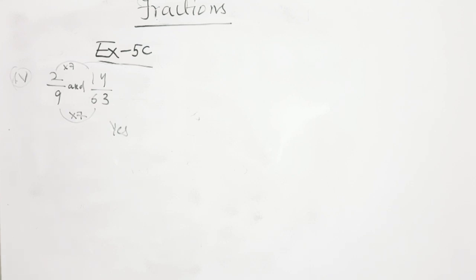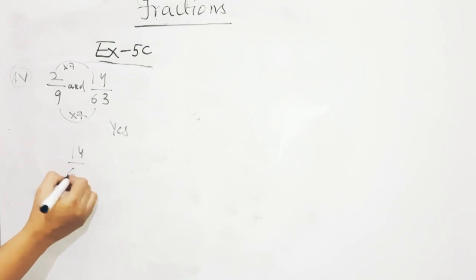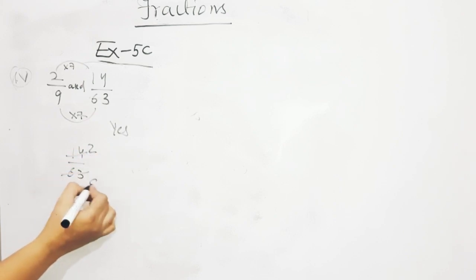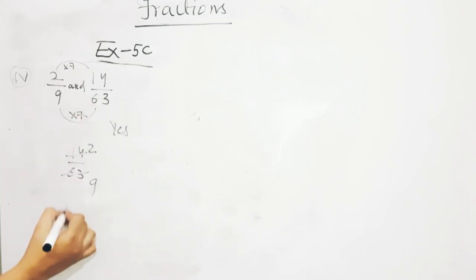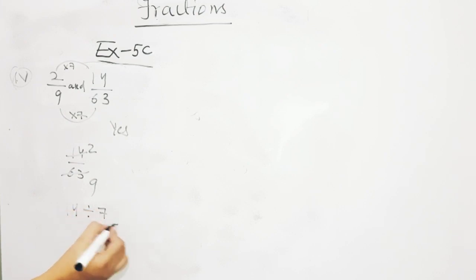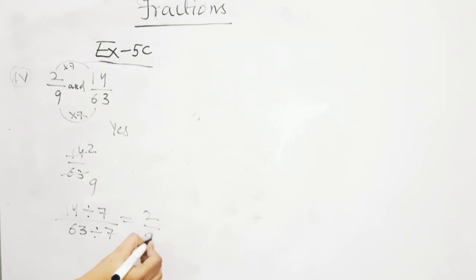Now coming to the second method, आप रिड्यूस करिए 14/63 को. 7 2s are 14, 7 9s are 63. So it is reduced. आपका दूसरा मेथड, take the HCF. HCF आपका क्या आएगा? 7 ही आएगा. So it will be 2/9. So LHS is equal to RHS. So that is why this is a pair of equivalent fractions.